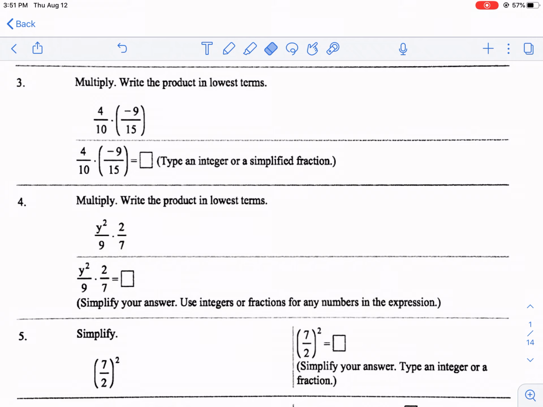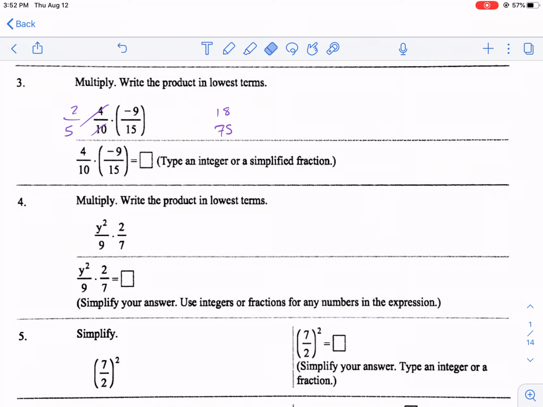Number 3, write the product in lowest terms. So again, we're going to try to cancel here. And it looks like they have no common factors between... yes, we do. So right here, we can write that as 2 over 5. We divide both the top and bottom by 2. So we have negative 18 over 15 times 5. 15 times 5 is going to give me 75. And that's going to be in lowest terms because you can't reduce anything more.